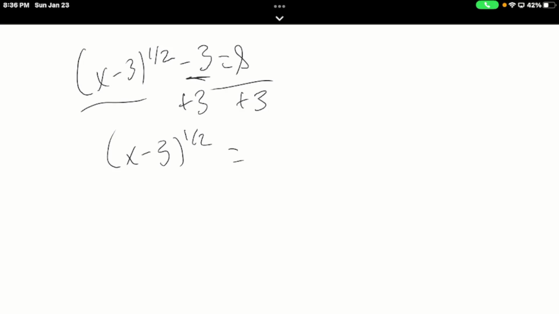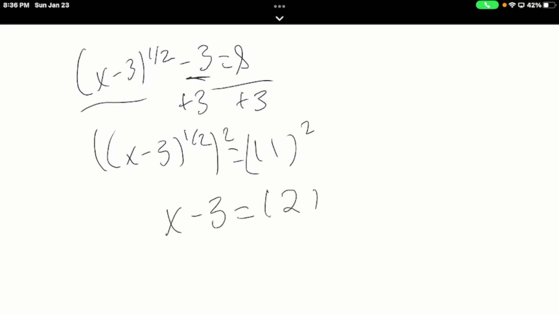8 plus 3 gives me the 11. Now I'm able to square both sides because I'm raising it to the 1/2 power, giving me x minus 3 equals 121. Adding the 3 gives me 124. So the reason why this one was thrown on there is because this minus 3 was going to be an issue. You needed to move that over first before you could square.